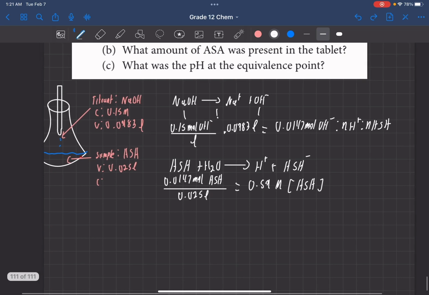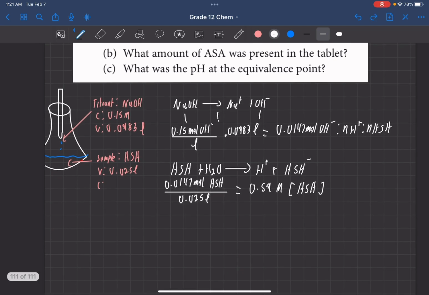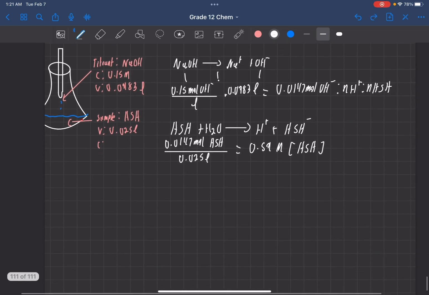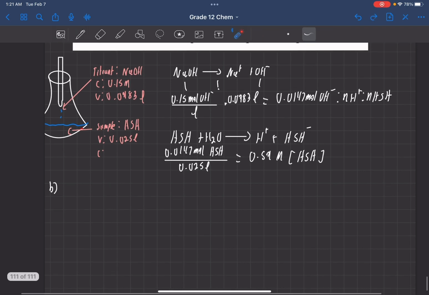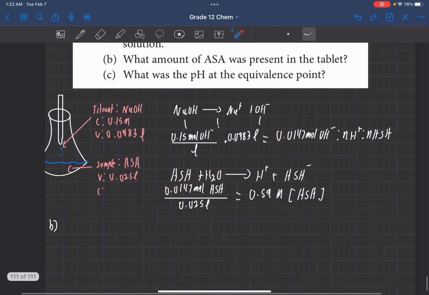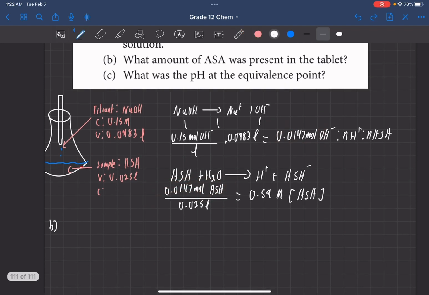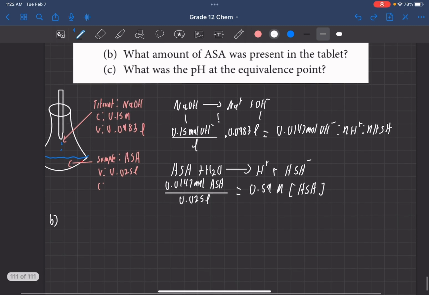Okay, so part B, they want us to find the amount of ASA that was present in the tablet. So B, well, we kind of already did that, right? It's 0.0147 moles of ASA. When they ask for amount, that could be either in moles or grams. So I guess we just leave the answer in moles, right? So 0.0147 moles of ASA.